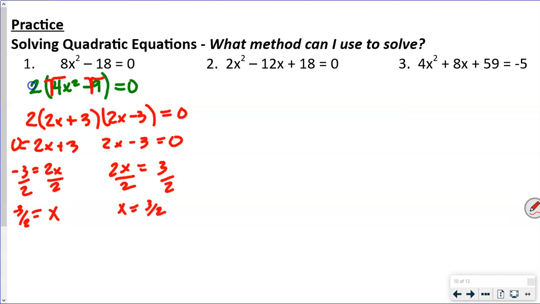Now the other way to do this, guys, is just to move that 18. So that would be 8x squared equals 18. Divide both sides by 8, right?